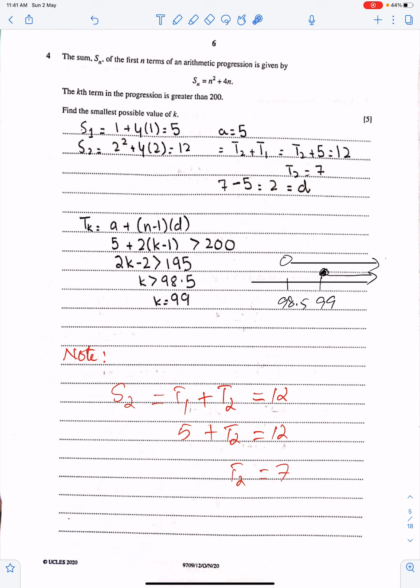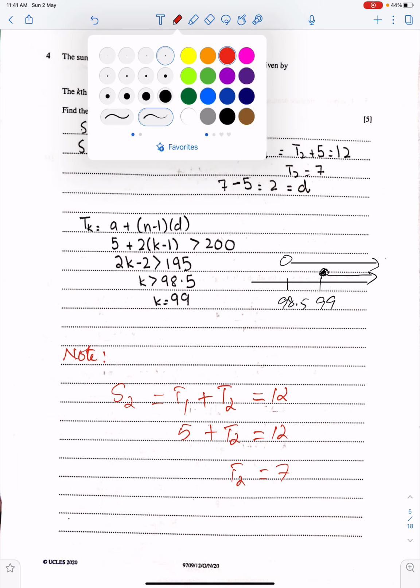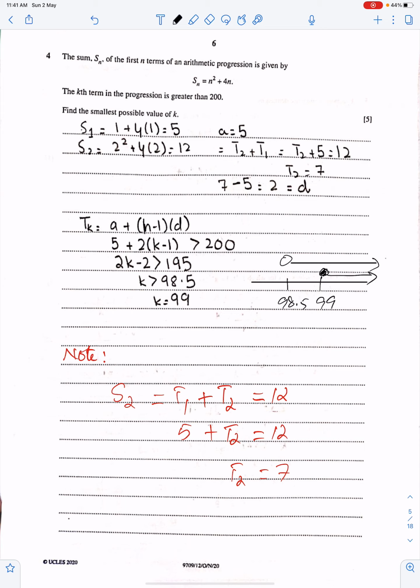So we can easily get D. D is T2 minus T1. 7 minus 5 will give you D, which is 2. Now, by using this formula, Tk is A plus (k minus 1)D. This is k. So in this formula, you just need to put A and D.